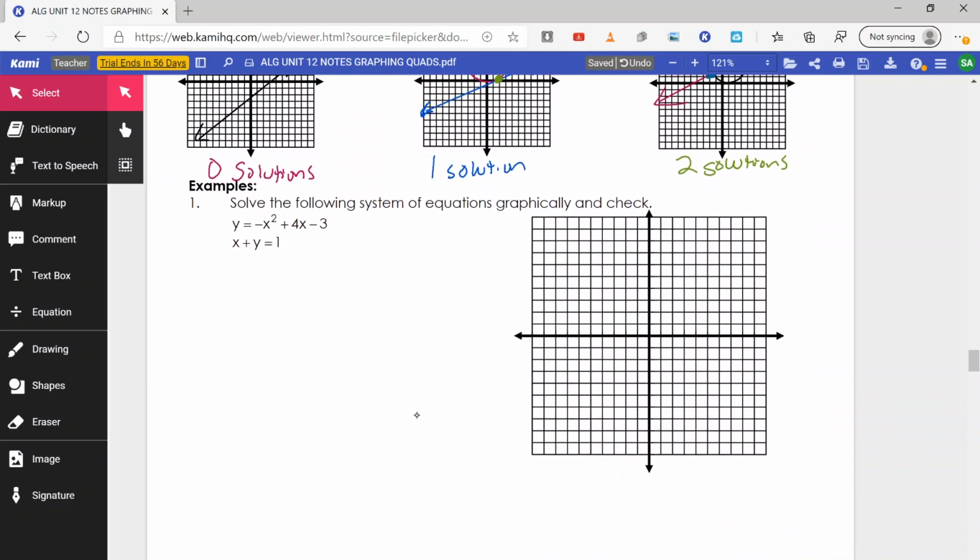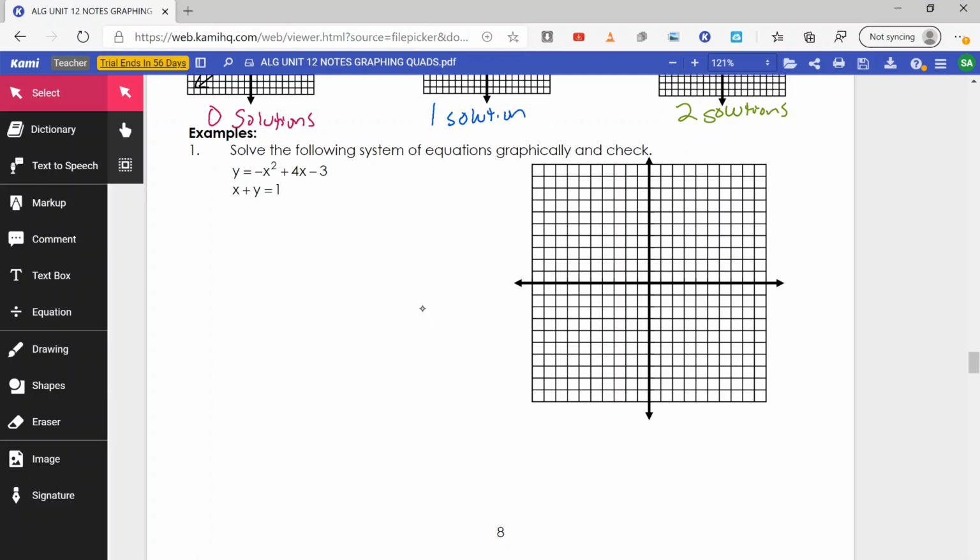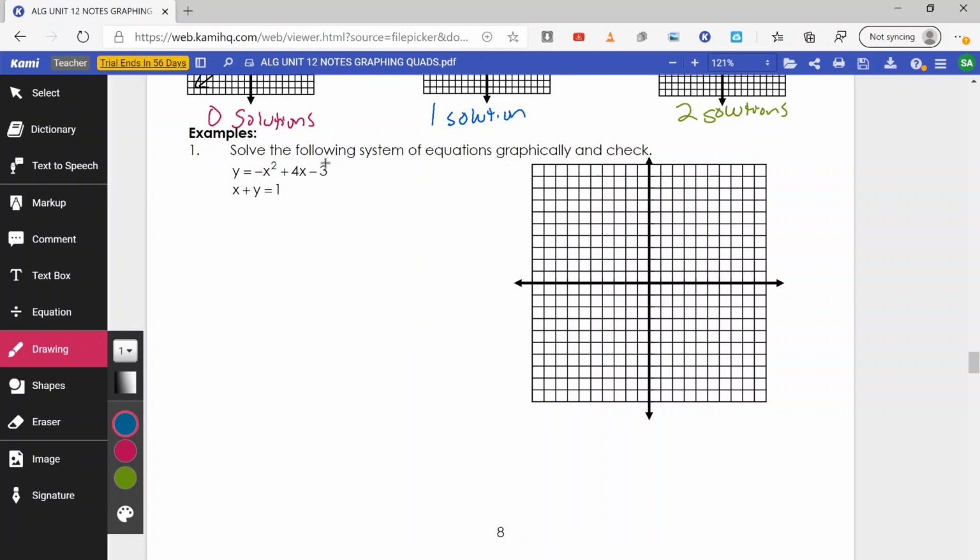So what does that look like graphically? We're going to solve the following system of equations graphically and check. So first things first, just as with all equations when I graph, we like them to be in y equals form. So as long as they're in y equals form, we're good to go. So my first equation, y equals negative x squared plus 4x minus 3. That's good. We're in y equals, it's quadratic, so we're all set with that.